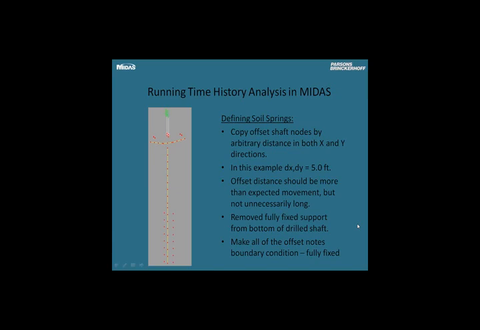Also, generally in your response spectrum analysis, I'm sure most of you would make that bottom node of your shaft, either your point of fixity or where it meets the rock elevation, a fixed support. So you would no longer have it be a fixed support, and it would be a pin support. You would make all of your nodes that you just offset become fixed supports.